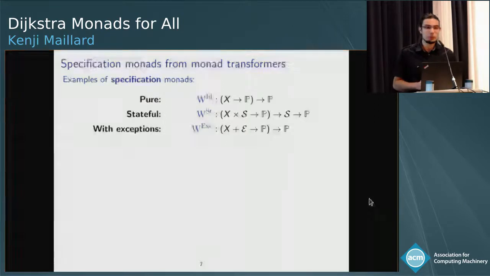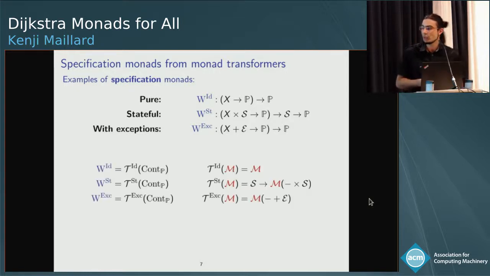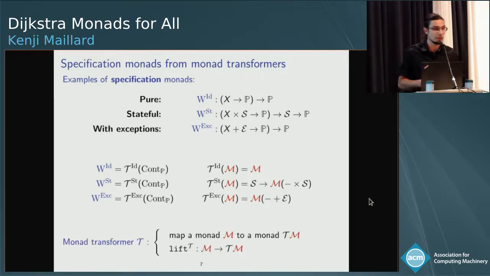So how do we come up with specification monads for other effects? Well, one nice thing to notice is that if you look at these three specification monads made of predicate transformers, they are following some kind of pattern. The pattern is given by applying some kind of transformation to a basic specification monad, namely the continuation monad to proposition. And this transformation is something well known. It's just a monad transformer.